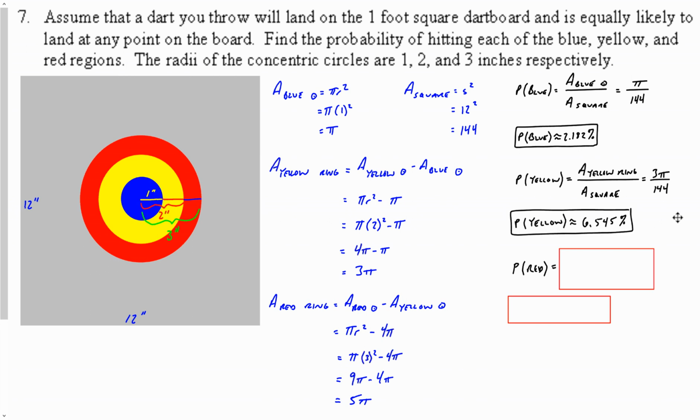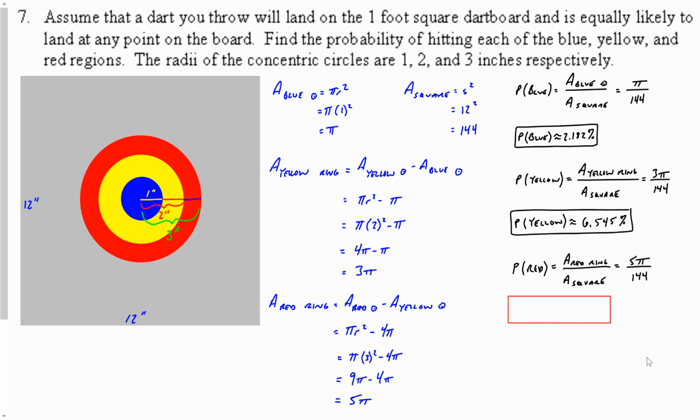Hopefully you found the probability of landing in the yellow region is 6.545%. Go ahead and calculate the probability of landing in that red region to the nearest thousandth of a percent on your own.